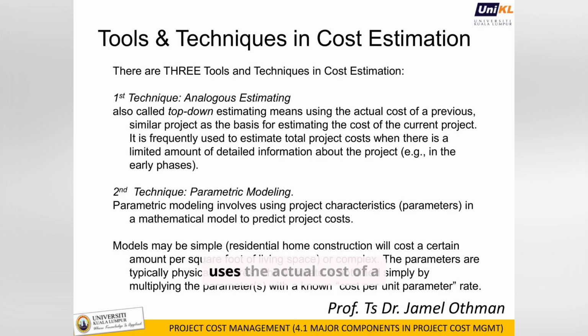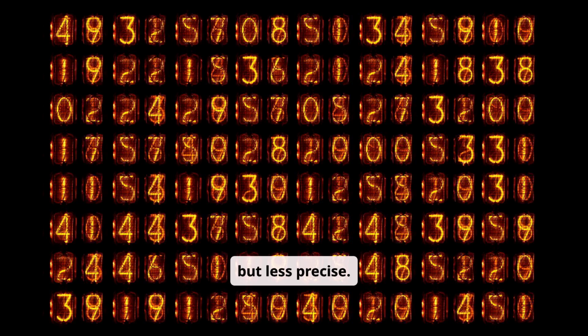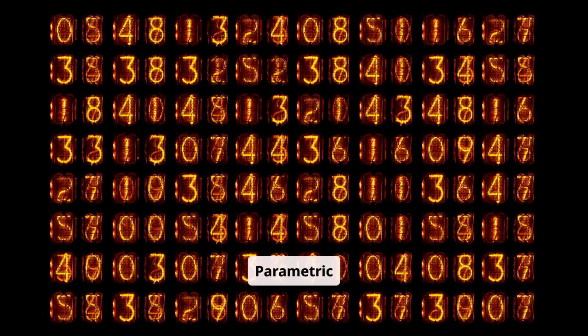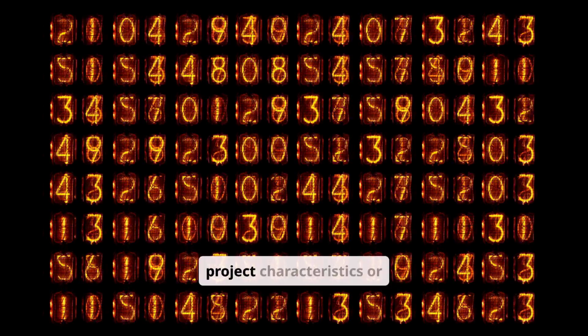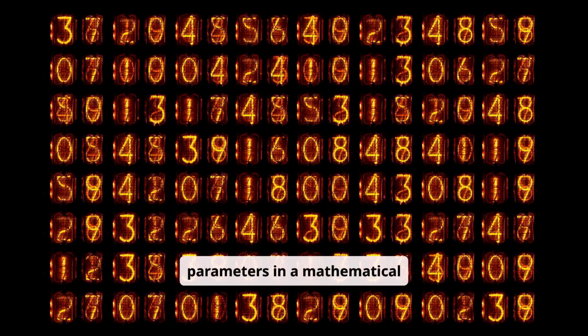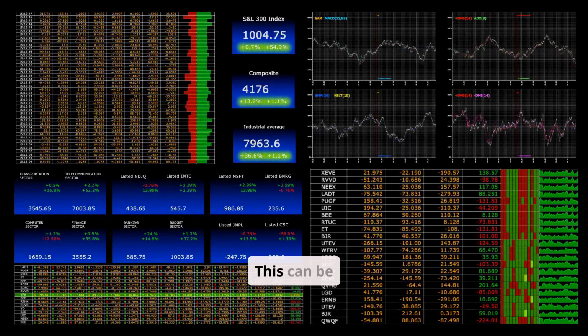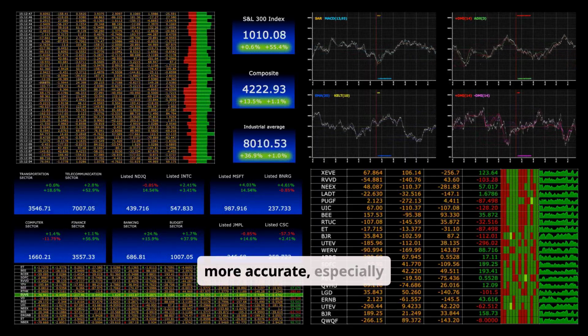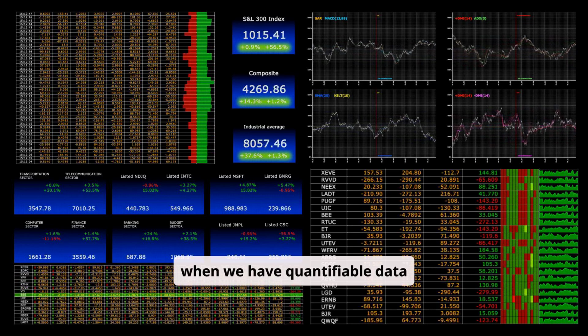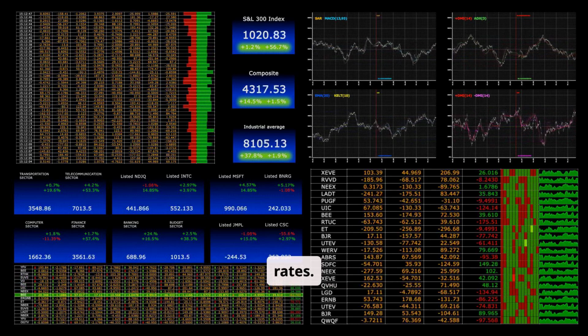Analogous estimating uses the actual cost of a similar, previous project as a basis for the current one. It's quick but less precise. Parametric modeling, on the other hand, uses project characteristics or parameters in a mathematical model to predict costs. This can be more accurate, especially when we have quantifiable data and established cost per unit rates.